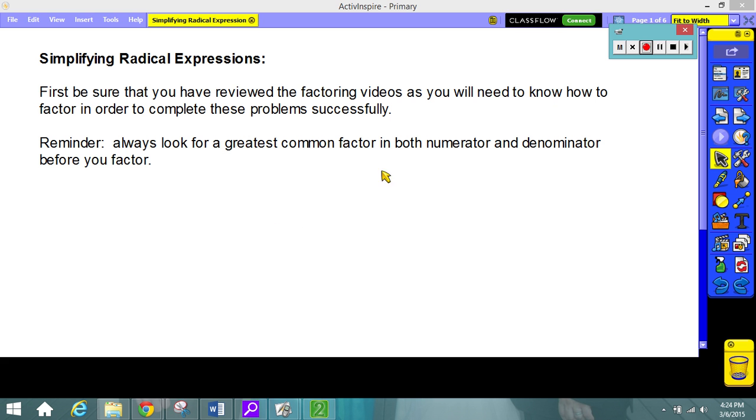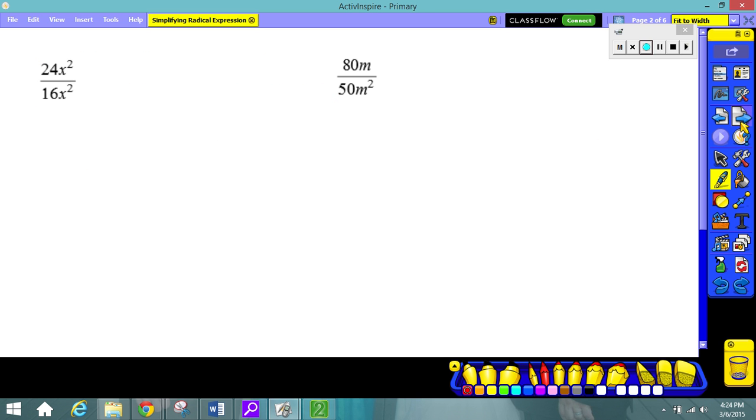Remember, always look for the greatest common factor whenever you're factoring, especially when you look at the numerator, and again, look for it again in your denominator before you begin your factoring process. Let's take a look at some examples.